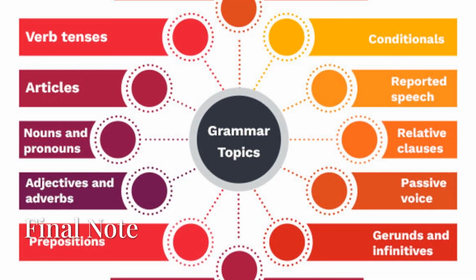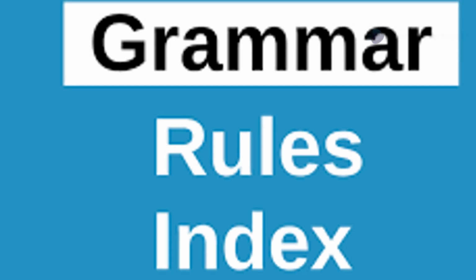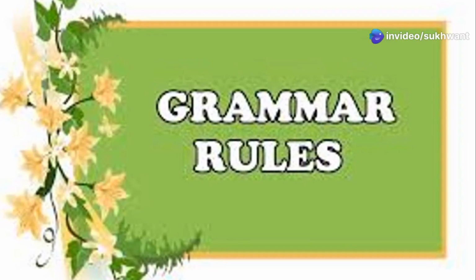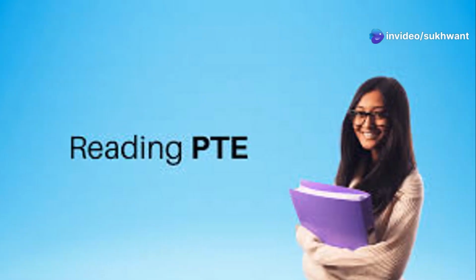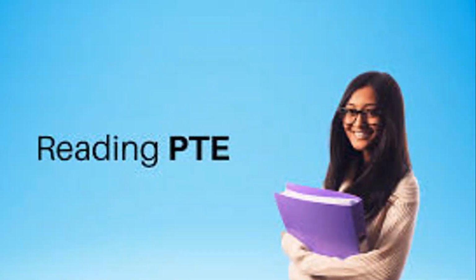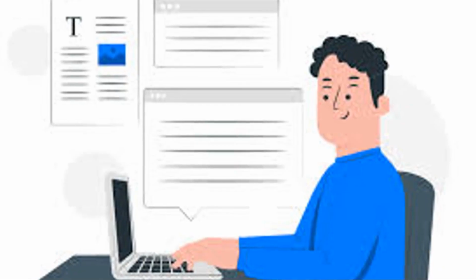Just a final note from me. Staying consistent and practicing in a targeted way, using both grammar rules and context analysis, are absolutely key to achieving a perfect 90 out of 90 in PTE reading. Make sure you utilize structured practice and mock tests to keep refining your strategies.